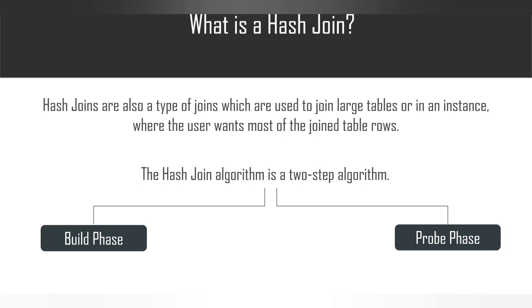So hash join is again a type of join which is used to join large tables, and it has mainly two steps, that is the build phase and the probe phase. In the build phase, you basically create an in-memory hash index on the left side of input. And in the probe phase, you go through the right side of input, each row at a time, and find the match using the index created in the build phase. So guys, that was about the hash join.